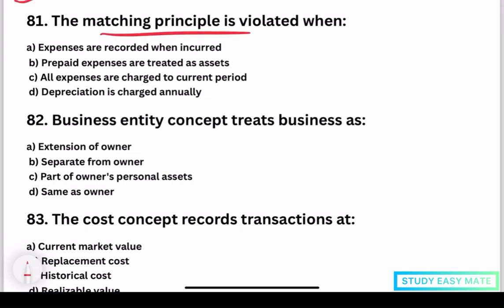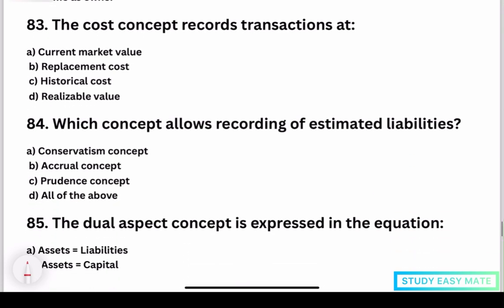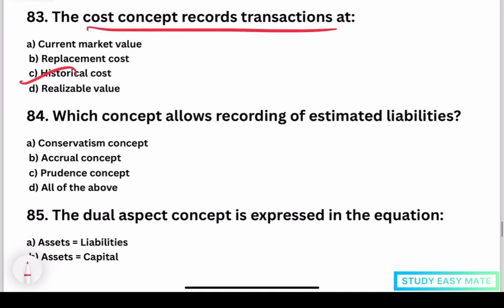81, the matching principle is violated when all expenses are charged to the current period, because when all expenses are charged to the current period without considering which period they relate to, right? Because it gets violated. Expenses should be matched with the revenues they help generate, which may span multiple periods, right? So 82, the business entity concept treats business as separate from the owner. 83, the cost concept records transactions at historical cost.